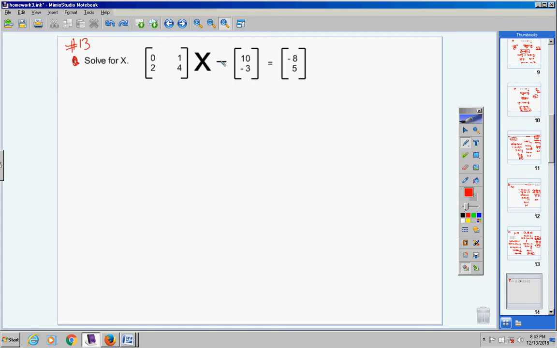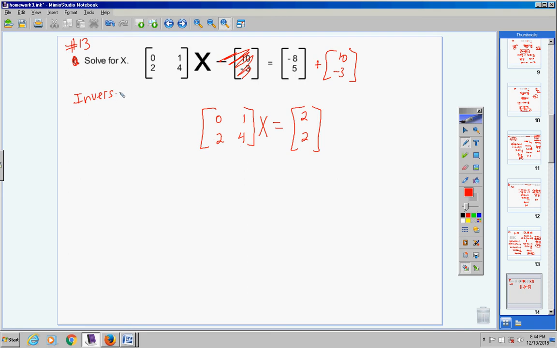So I'm going to bring this matrix over. It's a negative matrix. I'm going to bring it over and make it a positive matrix. Okay? So now I have this on the right side. Negative 8 plus 10, 2. 5 plus negative 3, 2. There we go. And I'm left over here with just my matrix and x. Alright? That's the first thing you must do, is isolate this matrix. The second thing you must do is find the inverse of this matrix right here that's with the x. You must find the inverse of that matrix. Okay? Find the inverse of this matrix.